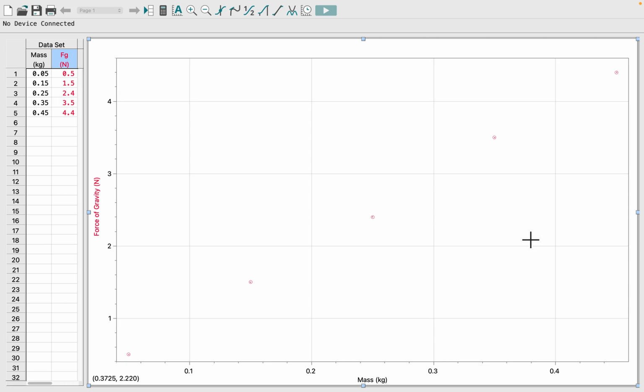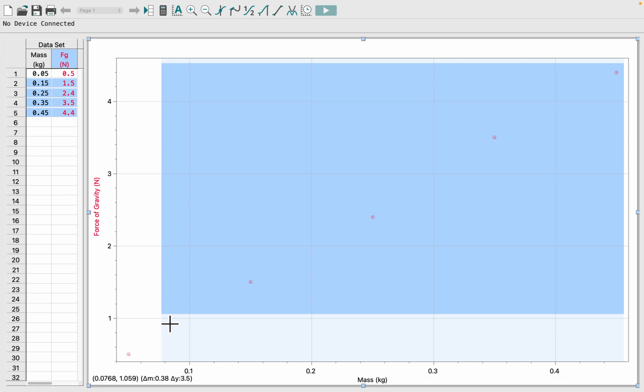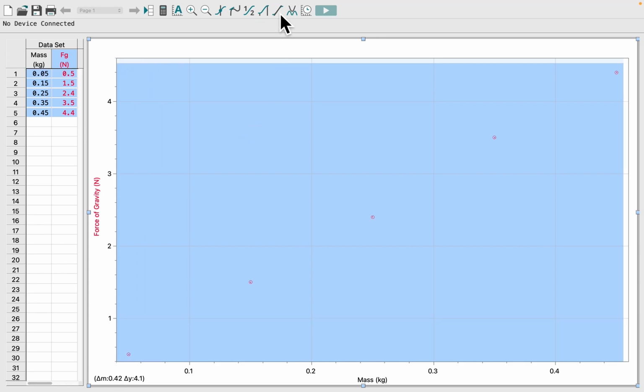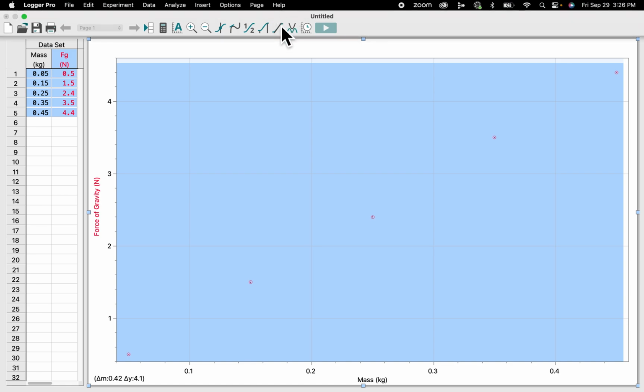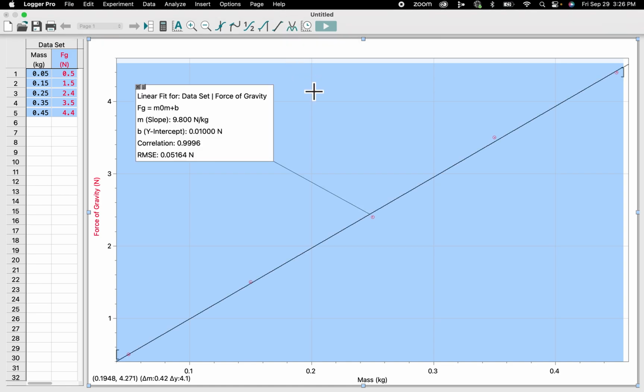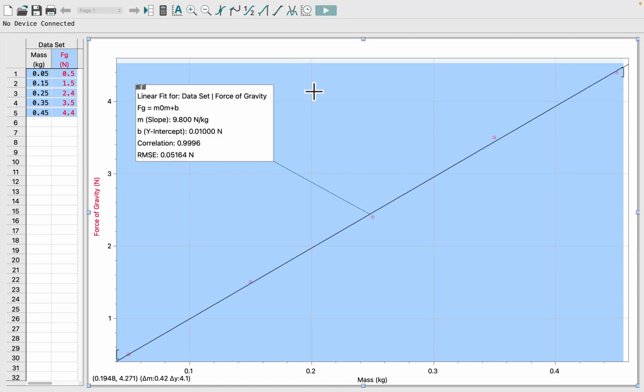Now I want to draw something called a best fit line, which is going to give me an equation. The way to do that is I select all the data points, then I click on this line button over here. It says linear fit if I put my mouse over it, but if I just click on it, it puts a line. And oh my gosh, that's really nice. It tells me the slope of the line, the y-intercept of the line, and it gives me a little bit of an equation.